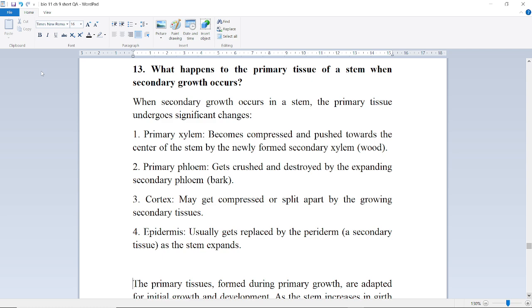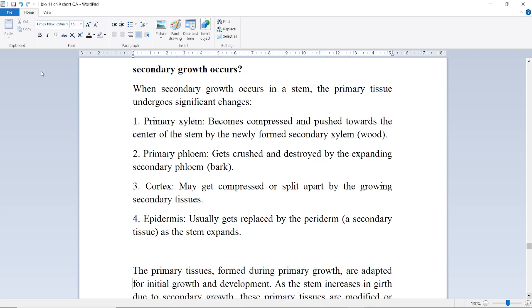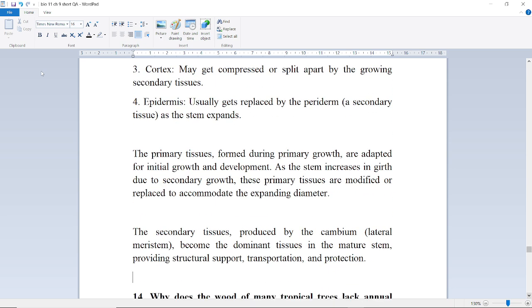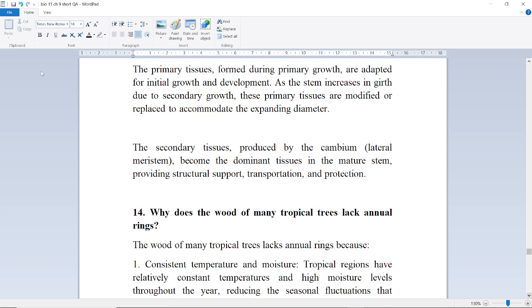Cortex may get compressed or suppressed upon by growing secondary tissue. Epidermis usually gets replaced by periderm or secondary tissue as the stem expands. The primary tissues formed during primary growth are adapted for initial growth and development. As the stem increases again due to secondary growth, these primary tissues are modified or replaced to accommodate the expanding diameter. The secondary tissues produced by cambium become the dominant tissue in mature stem, providing structure support, transportation, and protection.